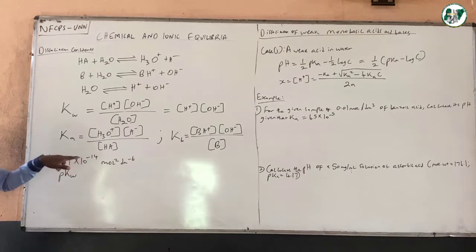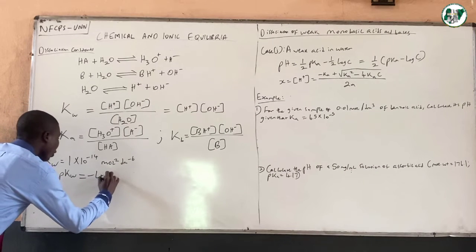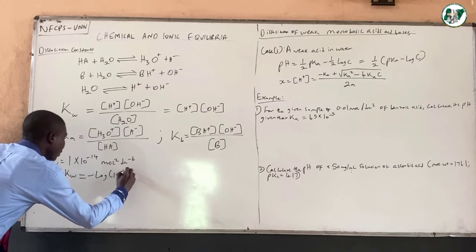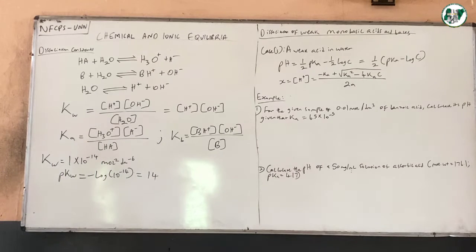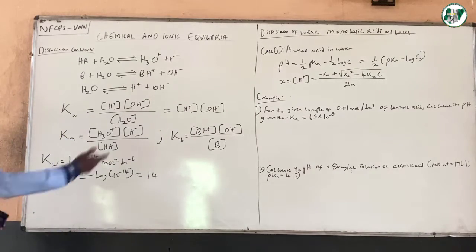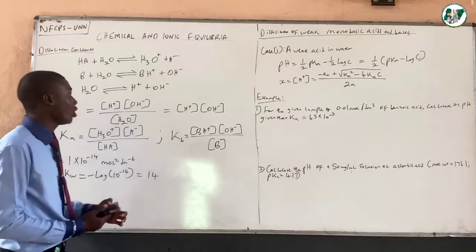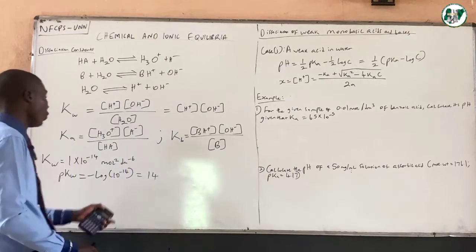If you do a negative logarithm of this, what I'm simply saying is if you do minus log of 10 raised to the power of minus 14, what you're going to get is 14. So the pKw of water, that's the negative logarithm of the dissociation constant of water, is going to give you 14. What does that bring to mind? It simply means that the pH plus pOH is also going to give you 14.